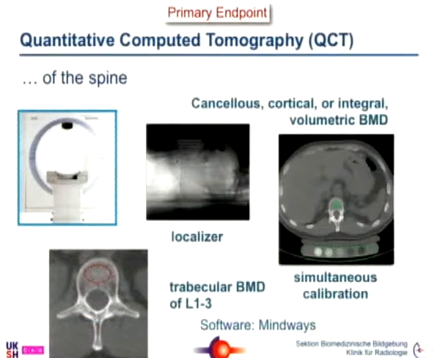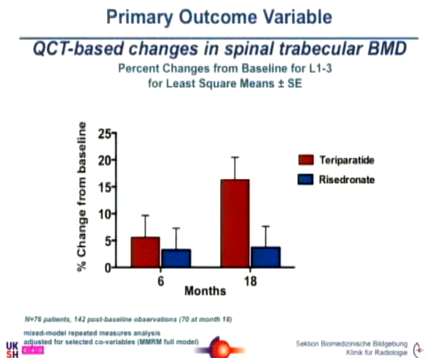And this is the technique that you know by now, the QCT for the primary endpoint. This is the result, the main result of this study. At 18 months, we had a highly significant difference in favor of teriparatide over risedronate. You see a high level of significance, 0.004 here, for the changes from baseline in bone mineral density of the trabecular bone. At 6 months, we could not yet see a significant difference.